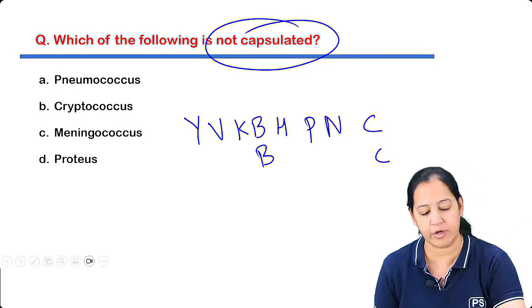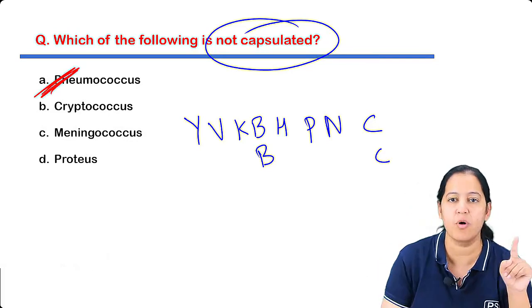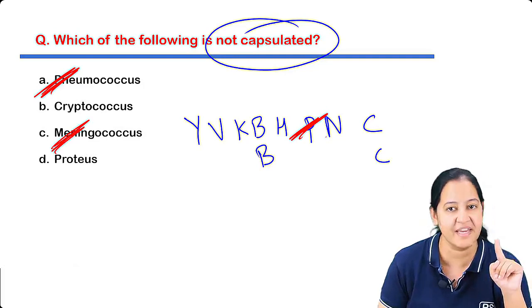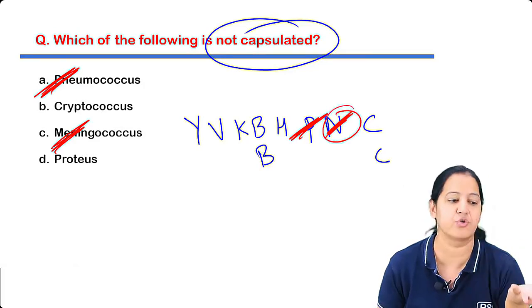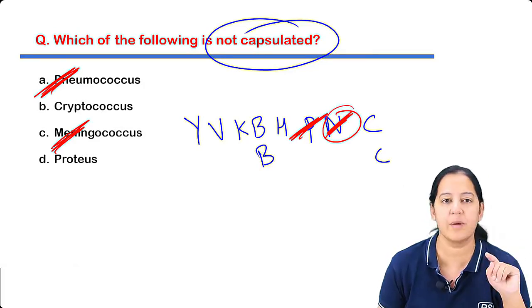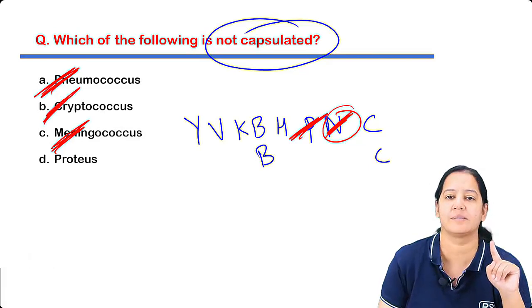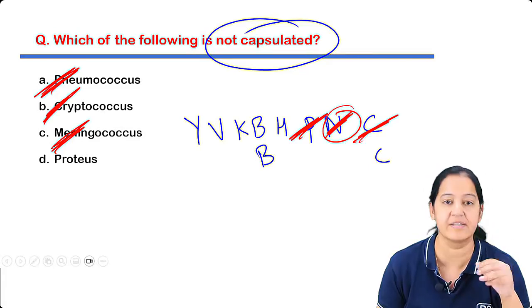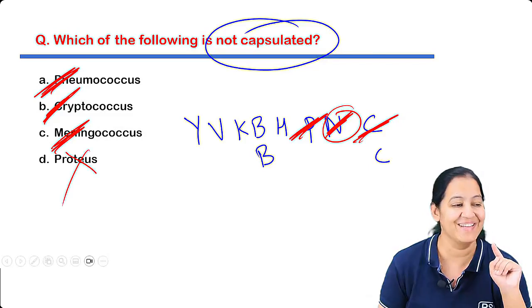Now have a look on the question. So I guess P for pneumococcus, it is coming in the mnemonic. I guess meningococcus, it's Neisseria meningitidis, meningococcus. I guess you know. So it is also coming in the mnemonic. C for cryptococcus. The cryptococcus is a fungus. It is also coming in the mnemonic. But Proteus is not coming. So you all are right.